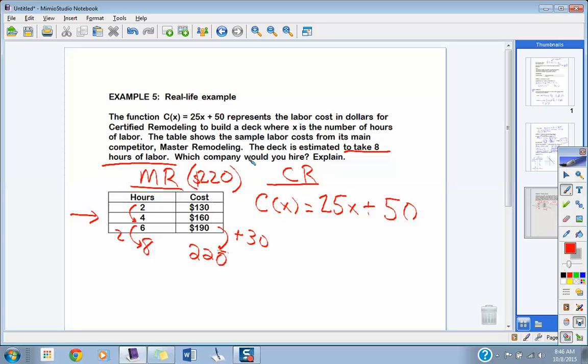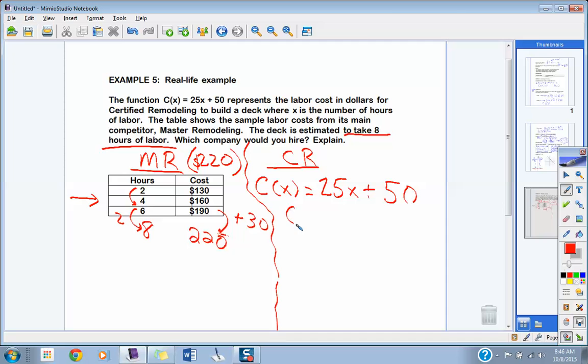So what we're really looking for over here is C of 8. I want to know what C of 8 is. What's the cost of 8 hours of labor? Well, input 8 into the function. 25 times 8. Anybody know 25 times 8? 200. Plus how much more? Plus 50 according to the function. So 8 hours of labor for certified remodeling will be $250.